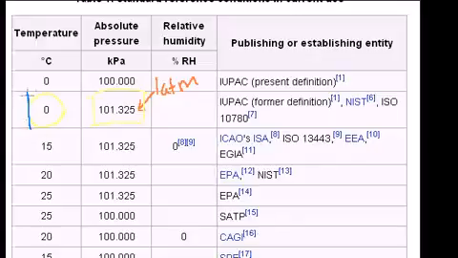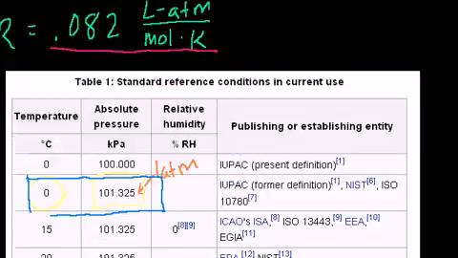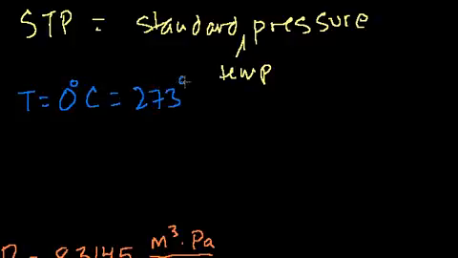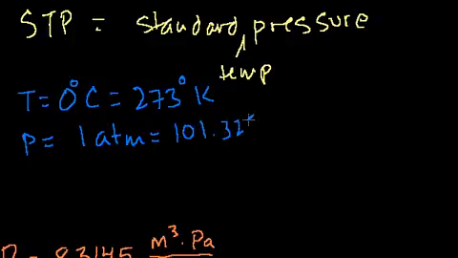But let's say we took this as the definition of standard temperature and pressure. So we're assuming a temperature of 0 degrees Celsius, which is 273 degrees Kelvin. And pressure, we're assuming, is 1 atmosphere, which could also be written as 101.325 kilopascals. So my question is, if I have an ideal gas at standard temperature and pressure, how many liters will 1 mole take up?